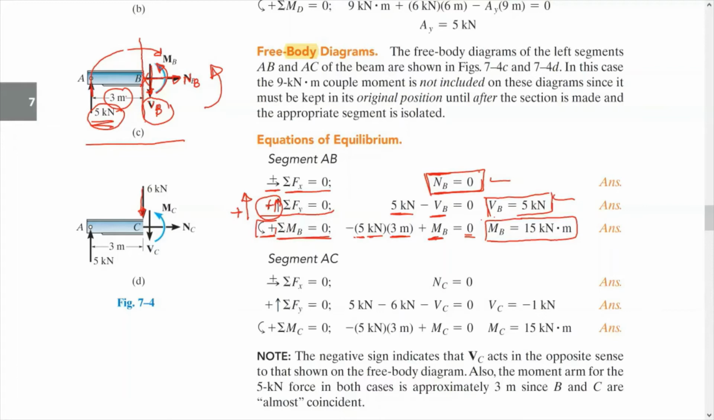Okay. So in this case, guys, we do have this piece here. Okay. This is A, this is point C.